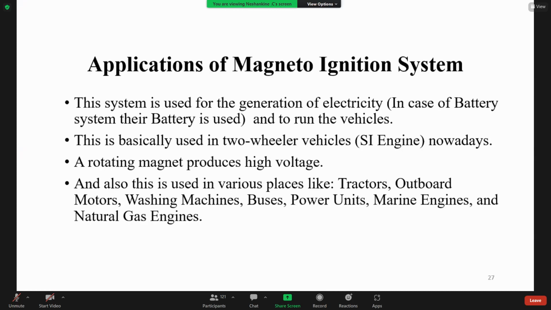So we move to the application of the magneto ignition system. This system is used for the generation of electricity and to run vehicles. It is basically used in two-wheeler vehicles. I already told you, here we use a rotating magnet to produce high voltage and electricity. Then we use the magneto ignition system in various places like factories and other machines. Write only key points.